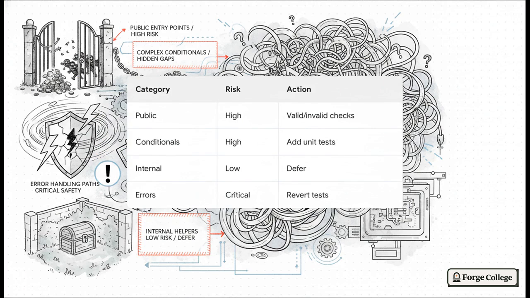Uncovered public entry points? Those are incredibly high risk since they are directly exposed to users and funds, so you've got to write tests for valid, invalid, and access control checks immediately. Complex conditionals? They love to hide nasty combinatorial gaps, and error handling paths are absolutely critical for safety. They require intentional revert tests. Meanwhile, your internal helpers that aren't exposed carry a much lower risk, and honestly, you can usually defer testing them unless they're being heavily reused.